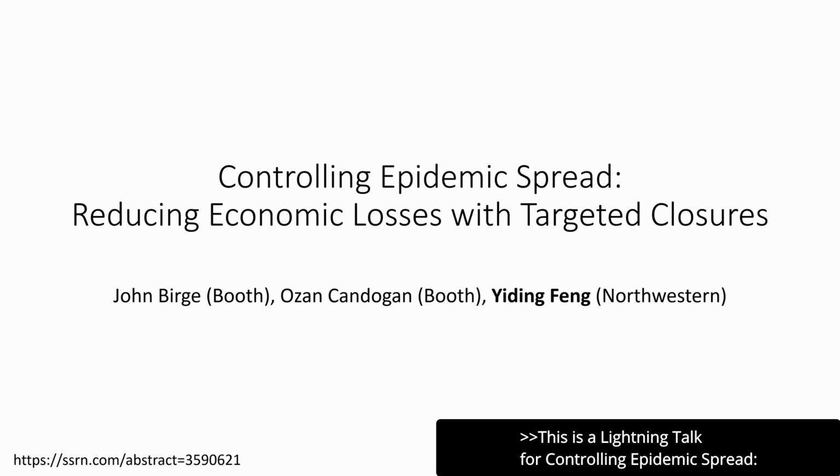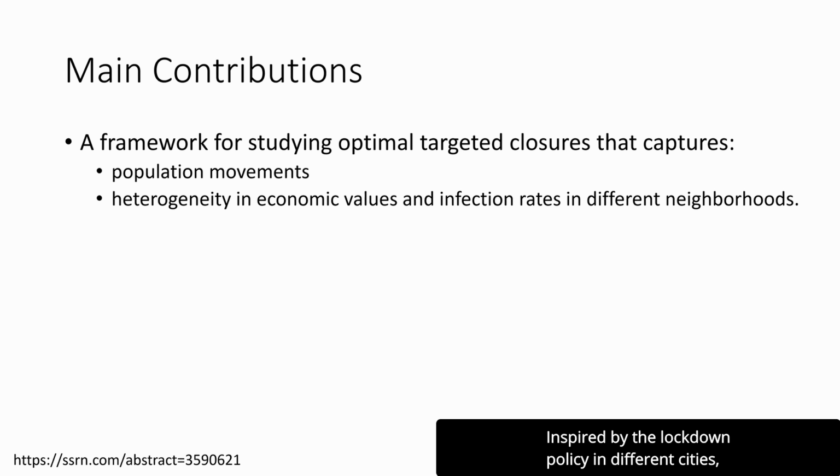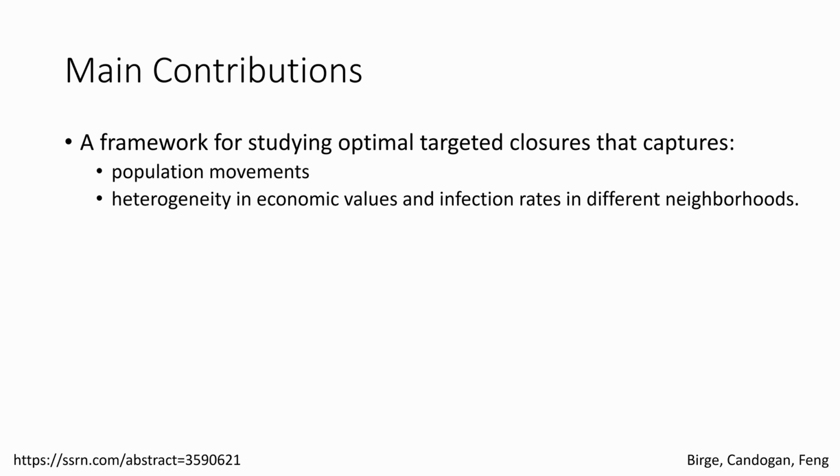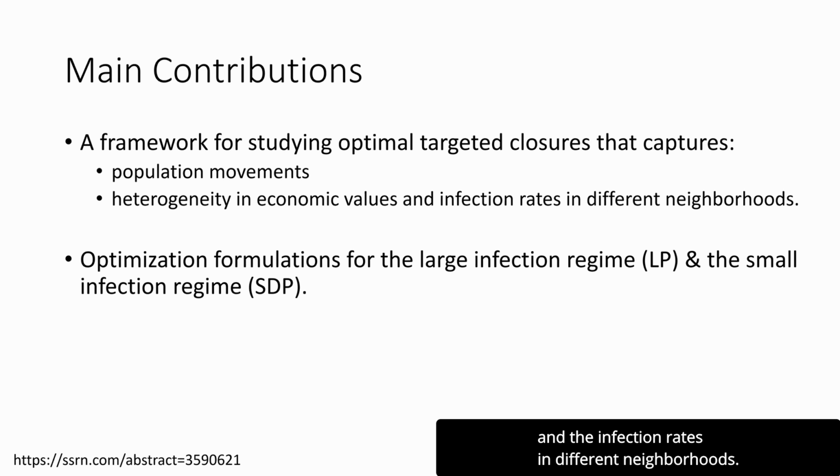This is a lightning talk on controlling epidemic spread and reducing economic losses with targeted closure. Inspired by the lockdown policy in different cities, in this paper, we introduce a framework for studying the optimal targeted closure, which captures the population movement and the heterogeneity in economic values and infection rates in different neighborhoods.